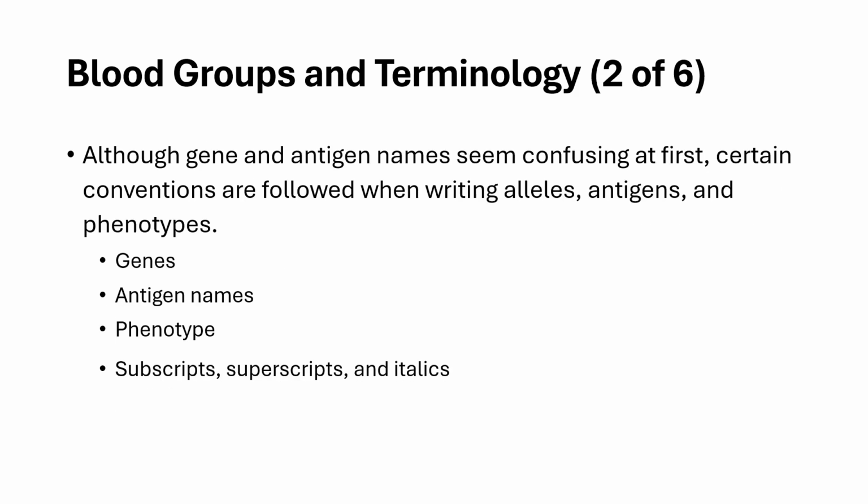Genes, antigens, and phenotypes follow specific naming rules to avoid confusion. Gene names are usually italicized and may use uppercase or lowercase letters. Antigen names are typically non-italicized and often will use uppercase letters. And phenotypes are described using antigen names or even abbreviations. So we do use subscripts, superscripts, and formatting like italics, and this helps to distinguish between genes, alleles, and antigens.